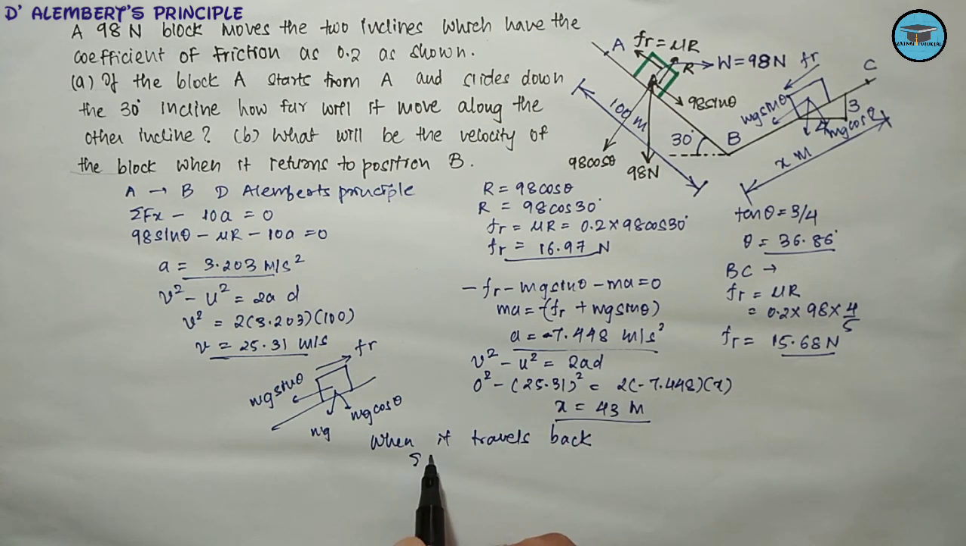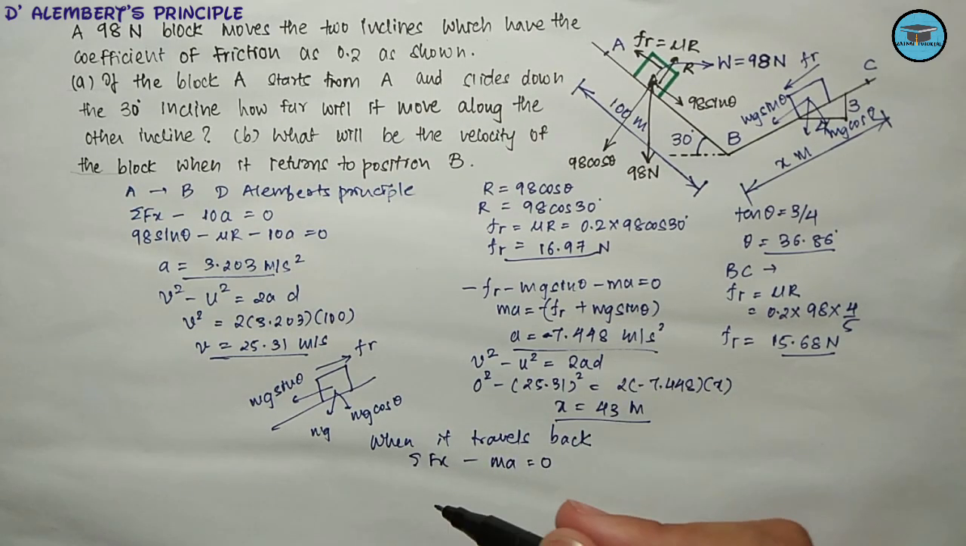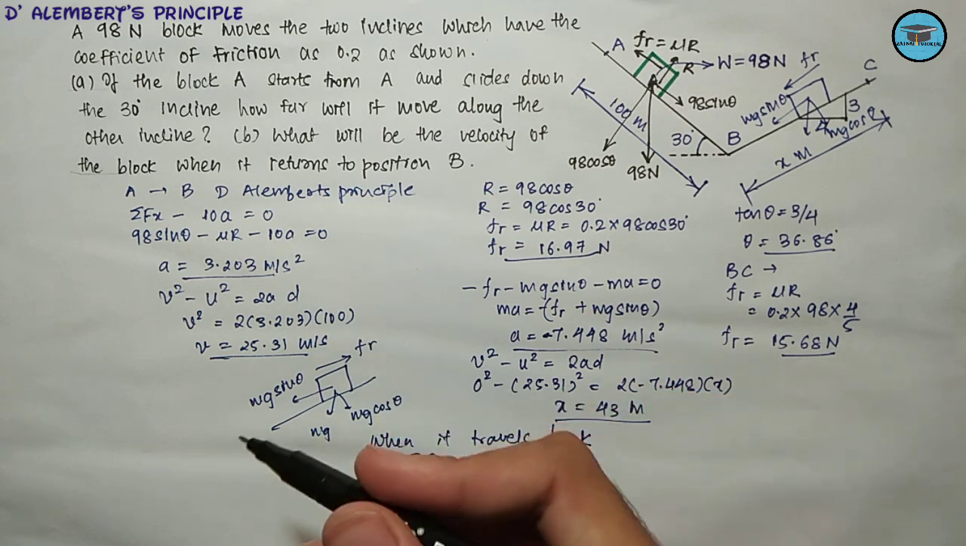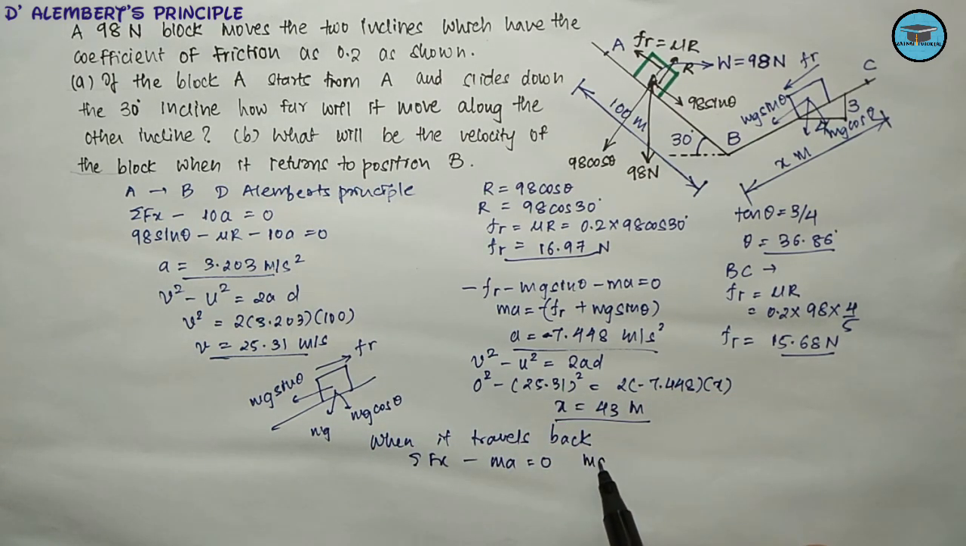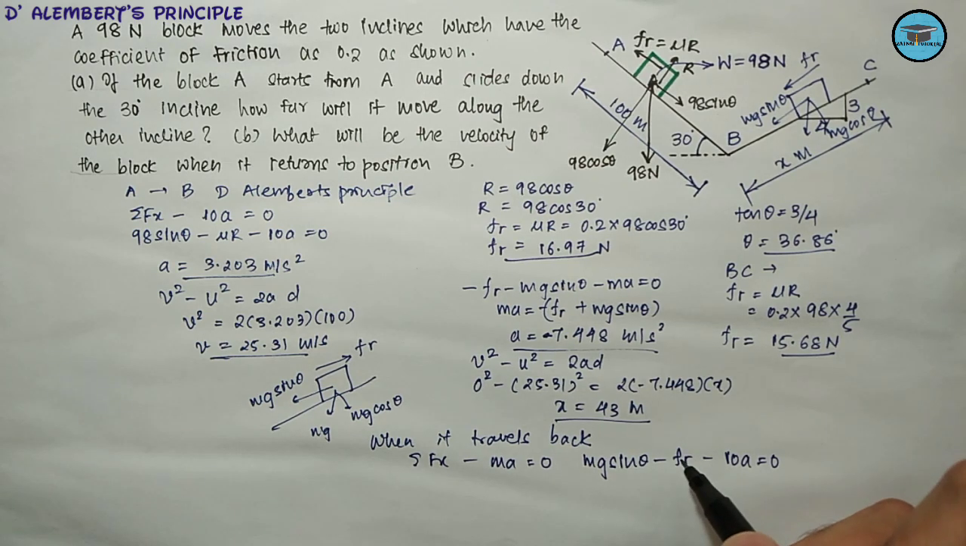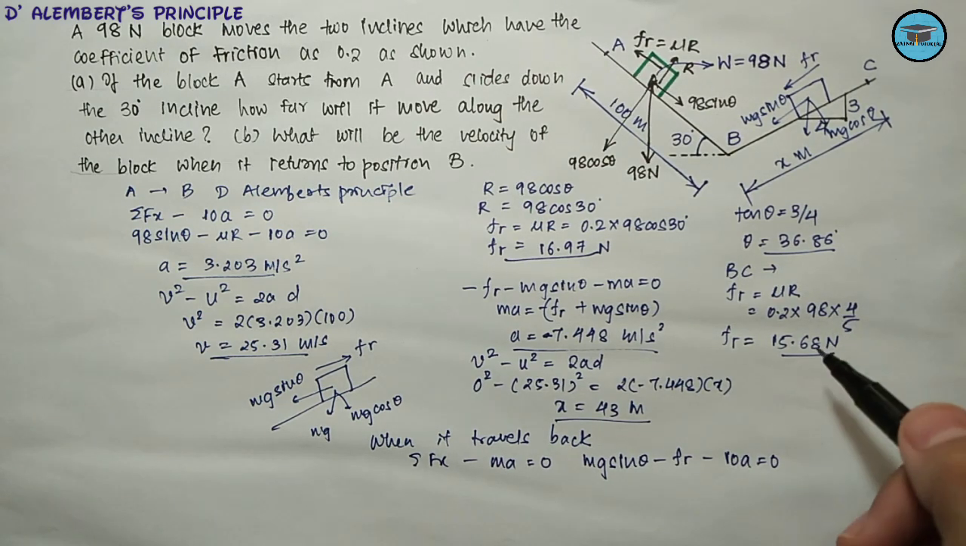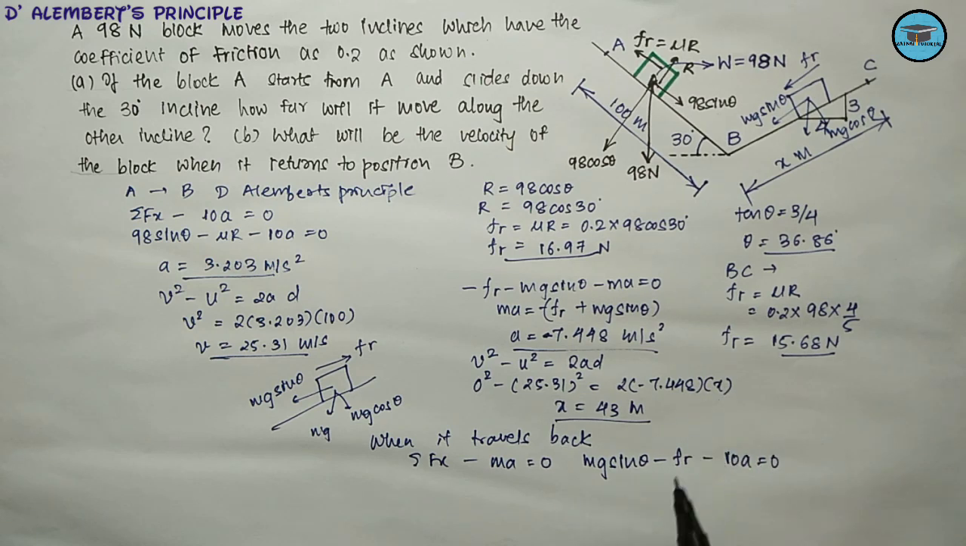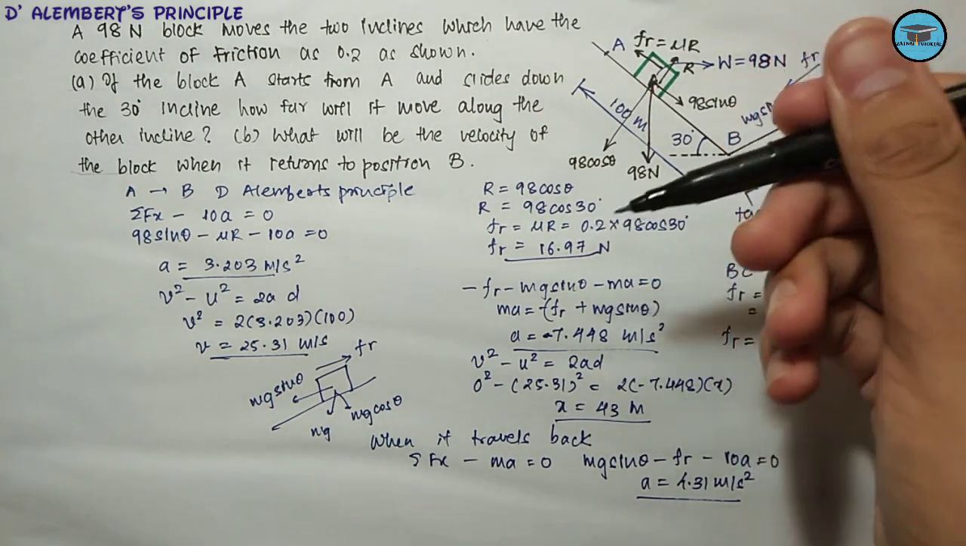So sigma Fx minus m into a equals 0, and sigma Fx, that is the force in the direction of the motion, we need to consider as positive. So mg sin of theta minus Fr minus m into a equals 0. Now the value of the frictional force is known, that is 15.68 Newton. So the value of acceleration comes out to be 4.31 meter per second square. With this acceleration, the block moves in this direction.